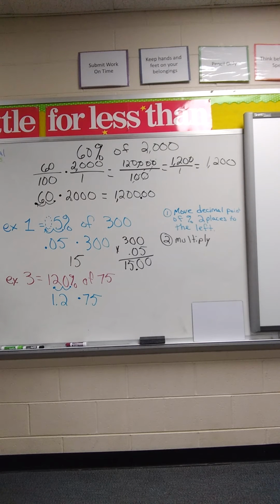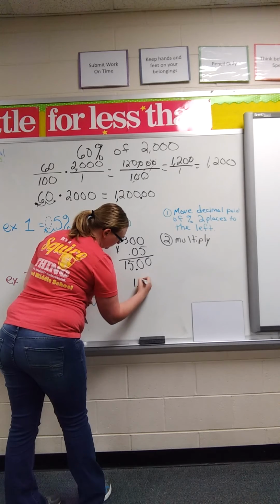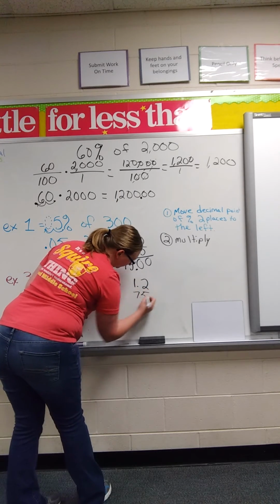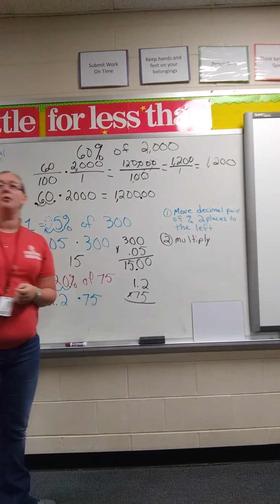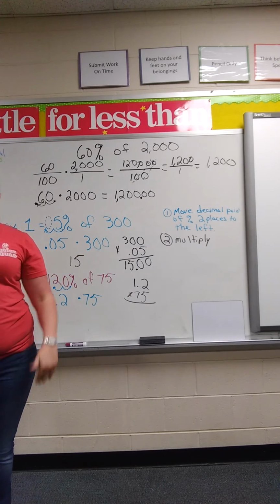What did step 2 tell us to do? Multiply. So 1.2 times 75. Does it matter which term we put on top and which one we put on the bottom? No. To make it easier, my recommendation would be to put the value with the largest number of digits, so the one with the biggest numbers, on top. Like if we had 3 digits instead of 2 digits, that number goes on top.